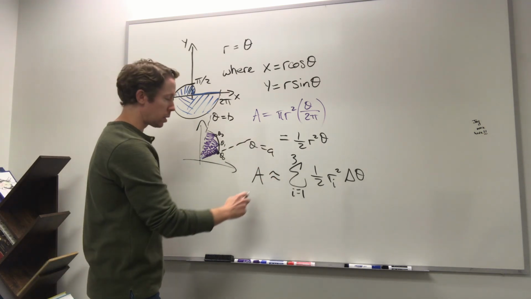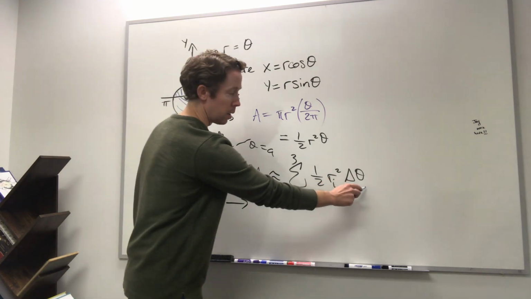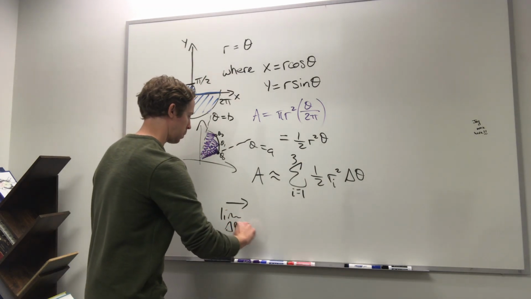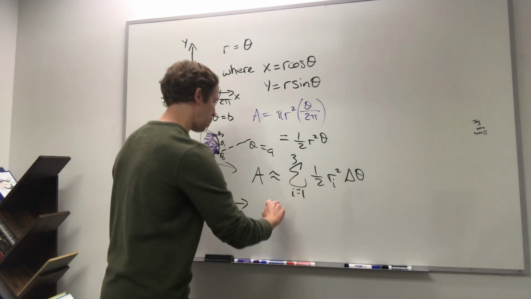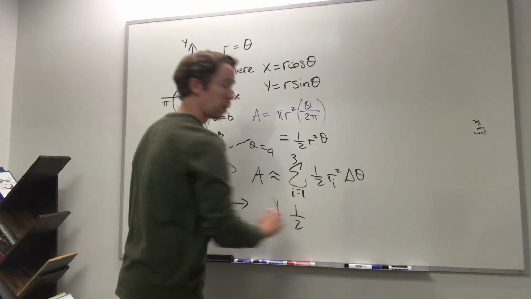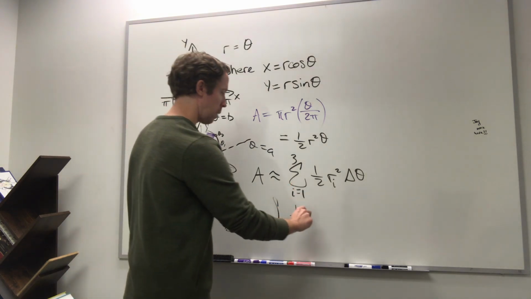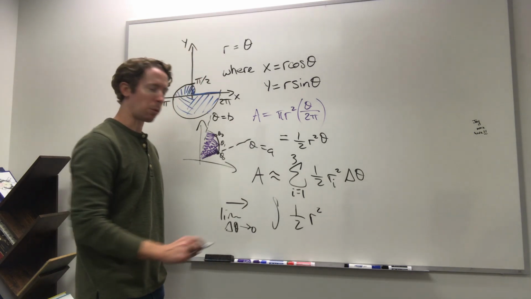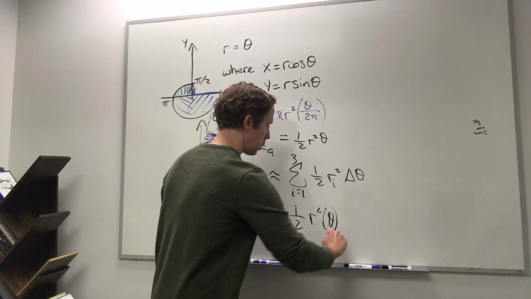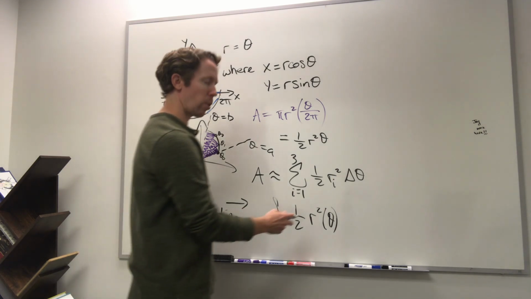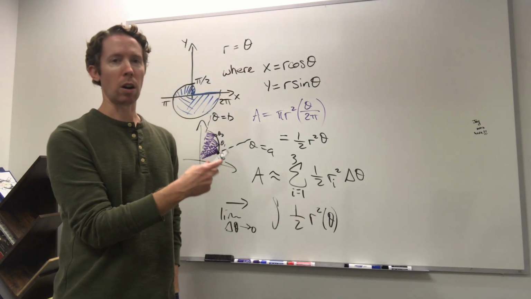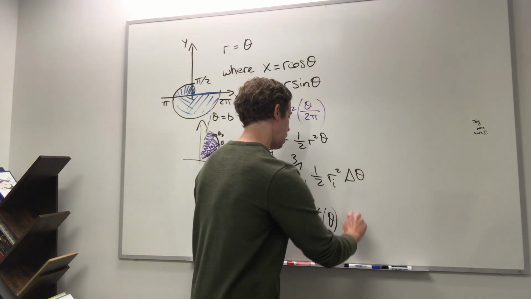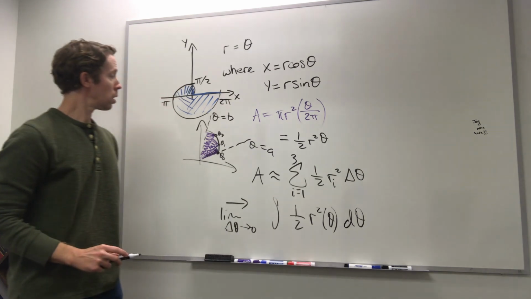When I let this number of pieces go to infinity, it's the same as letting this delta theta shrink down to 0. And so when I do that, this pops into an integral. The function that I have here to integrate is 1/2 r squared. And I'm going to emphasize that r is a function of theta. So I could write this a little differently. Maybe you would write r equals f of theta. This would be 1/2 f squared. Then the delta theta becomes d theta.